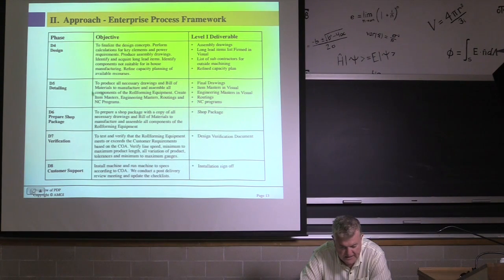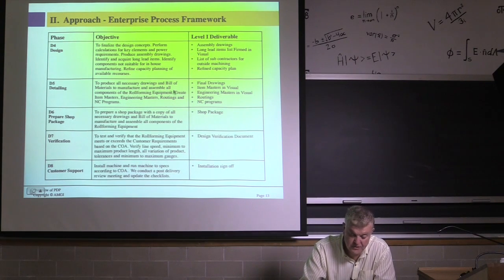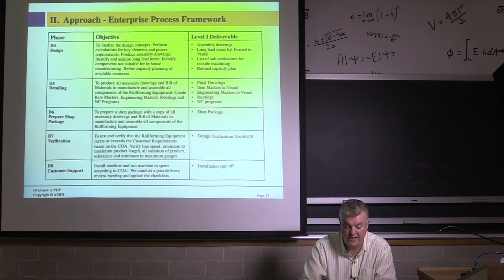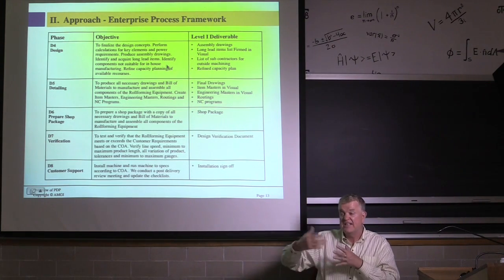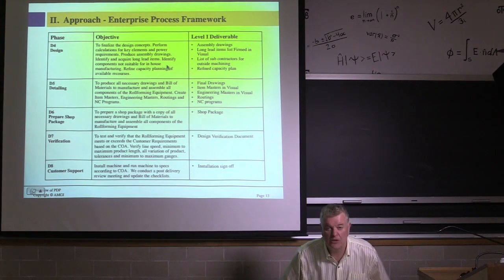M5 and M6, and it's called detailing. To produce all necessary drawings and bills of material to manufacture and assemble all components, to create the item masters, the engineering masters, the writings, the numerical control programs. So this is what the engineers do, the detailed work.